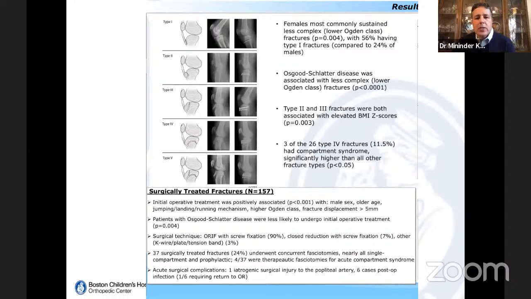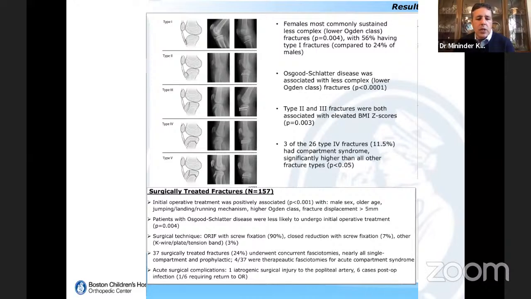And then if we looked at the type 4 fractures, three of the type 4 fractures, so 11%, were associated with compartment syndrome. So this was the fracture pattern that was most commonly associated with compartment syndrome. Again, this is the one that goes across the apophysis, across the physis, and then back through the metaphysis posteriorly. We looked at our surgical technique: screw fixation in 90% of patients, other techniques in 3% of patients, closed reduction with screw fixation, which is a possible treatment, in 7% of patients.